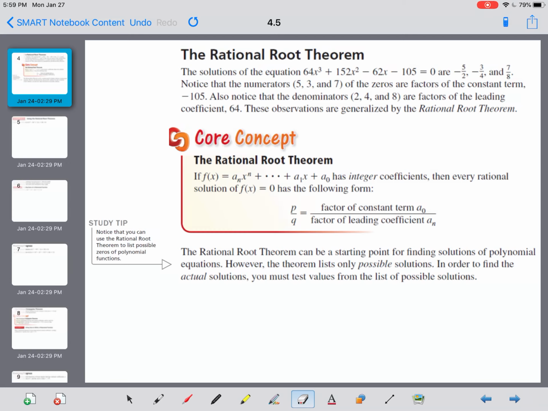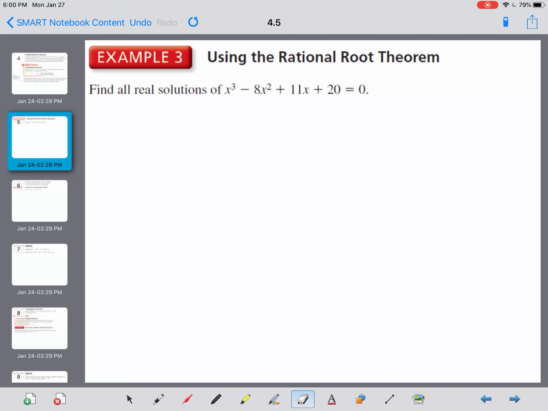So what it is: all of the possible combinations of the factors of -105 divided by all of the possible combinations of the factors of 64, and it doesn't matter if it's negative or positive, it's plus and minus both versions, gives you all of the possible solutions that could be one of your factors. So let's look at what that looks like.